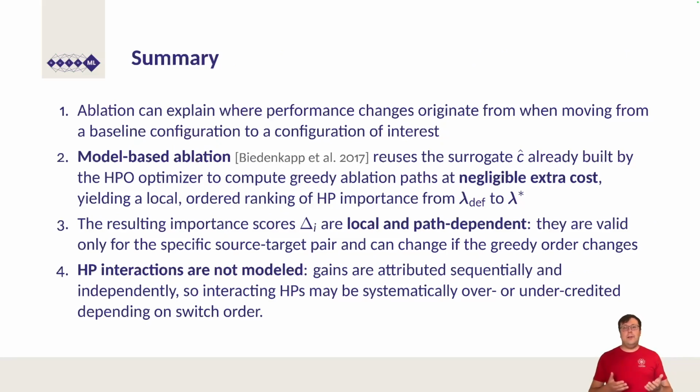To summarize, ablation attributes a performance change to individual hyperparameters along a transition from a baseline to a configuration of interest. Model-based ablation reuses the optimizer's surrogate to compute these paths at negligible extra cost, yielding a local ordered importance ranking. But the scores are local and path dependent, valid only for the specific source target pair and sensitive to the greedy order. And interactions are not modeled at all, so interacting hyperparameters are systematically over or undercredited depending on the switch order.